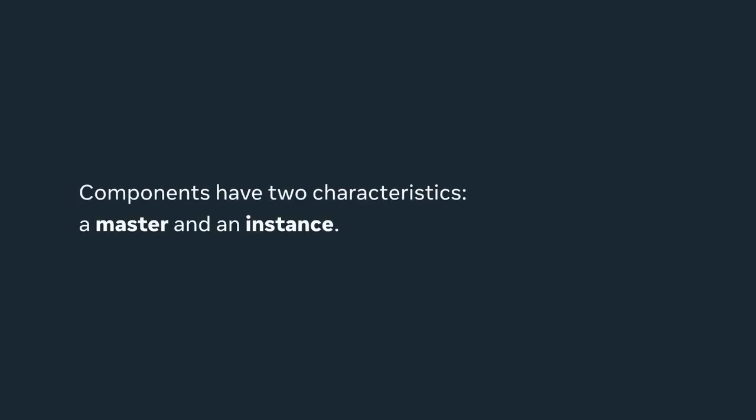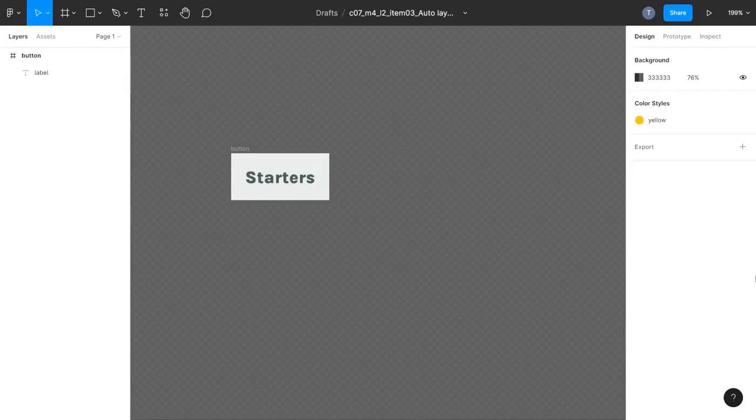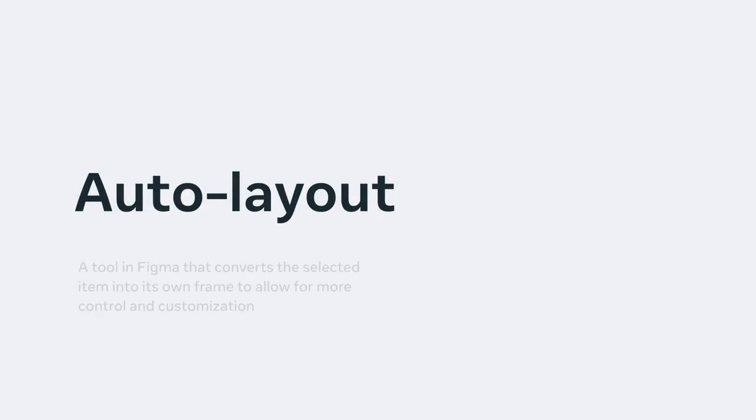A component has two characteristics, a master and an instance, which is a copy of the master. Don't worry about that now, you will cover that soon. Let's first check how you create a component. To do this, you must use slightly advanced Figma UI techniques. These are auto layout and component features. The first is the auto layout feature. This essentially converts whatever you are creating into its own frame, giving you more control and customization options.